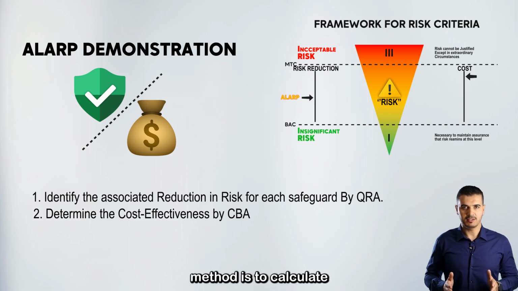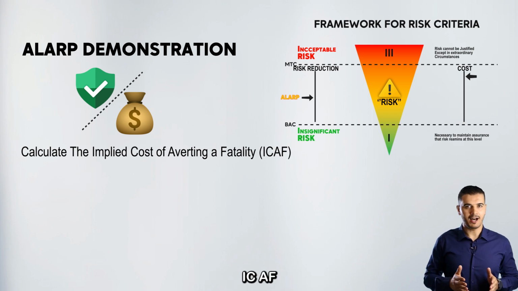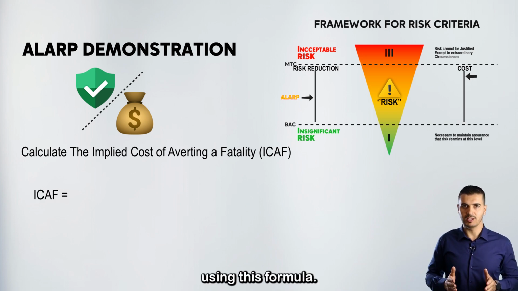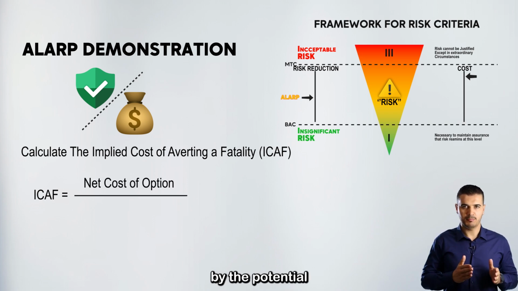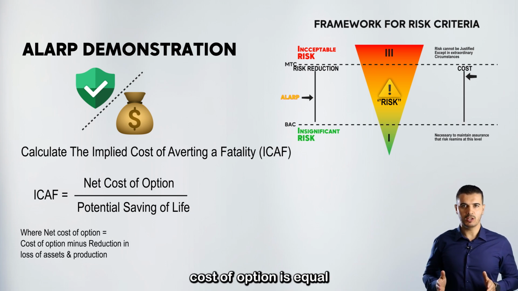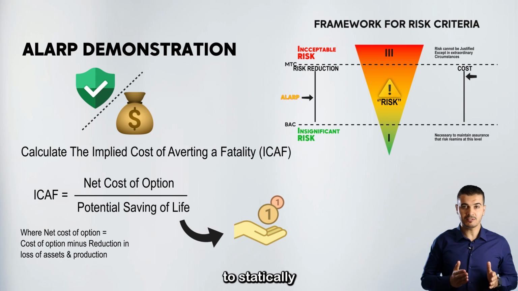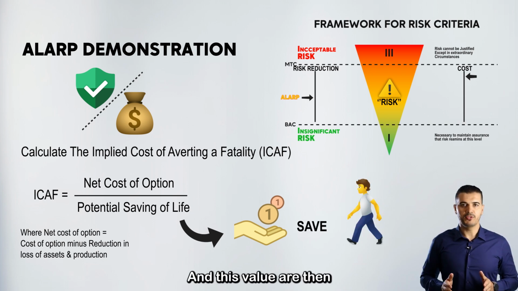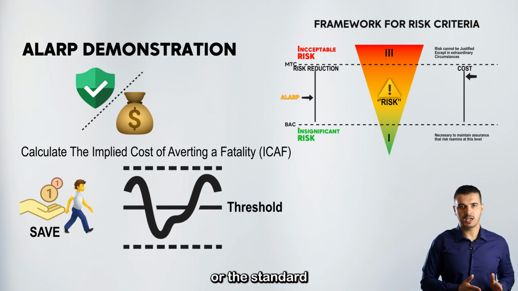One common method is to calculate the implied cost of averting a fatality, ICAF. Using this formula, ICAF equals the net cost of option divided by the potential saving of life, where the net cost of option is equal to the cost of option minus the reduction in loss of asset and production. This result shows how much it would cost to statistically save one life, and this value is then compared to the company or the standard thresholds.